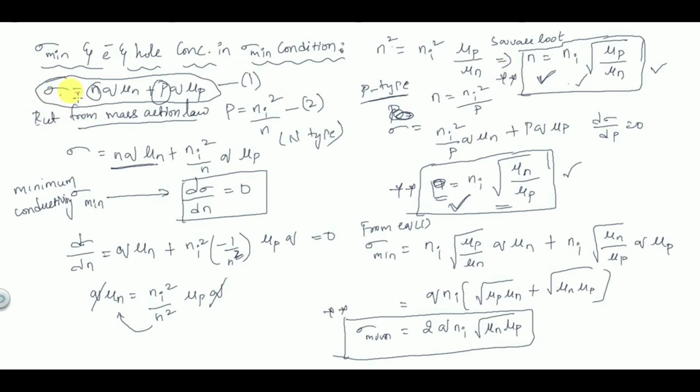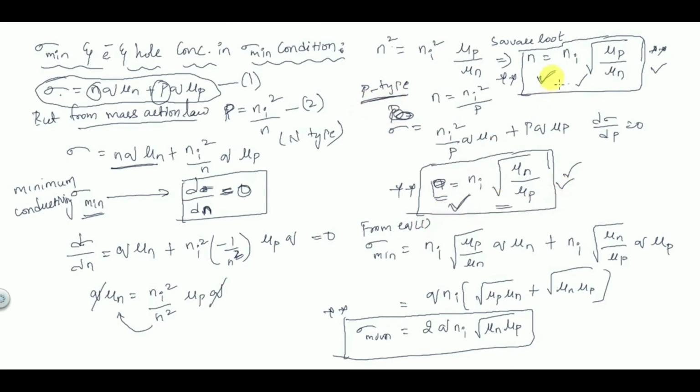So how have we got this? We take the conductivity for n type, and from the mass action law the minority charge carrier concentration is given by ni square by n. Just substitute that. For minimum conductivity, we differentiate the conductivity with respect to the majority charge carrier concentration and equate it to 0, because we are finding the minimum value. For maximum or minimum, we differentiate and equate to 0. By doing so, you'll get the formula for the concentration of electrons n like this. Similarly, in the case of p type, we'll get the formula for holes like this.